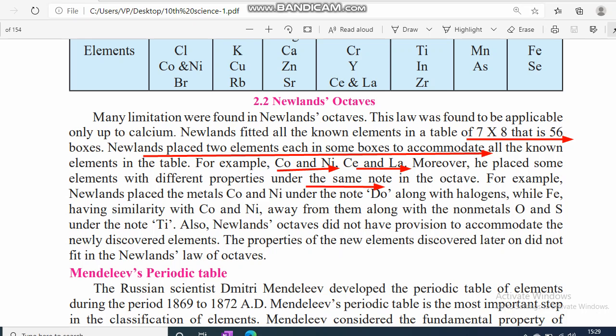So students, we have covered two topics here, Dobereiner's triads and Newlands' octaves. The next topic, Mendeleev's periodic table, a very important topic, we will cover in our next lecture.